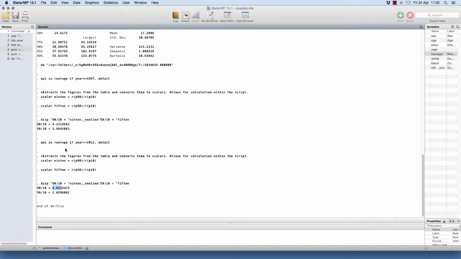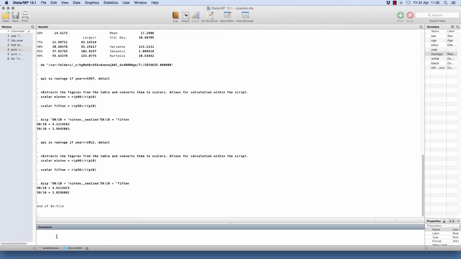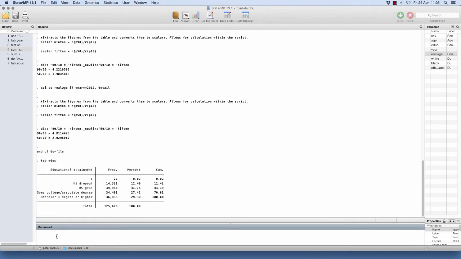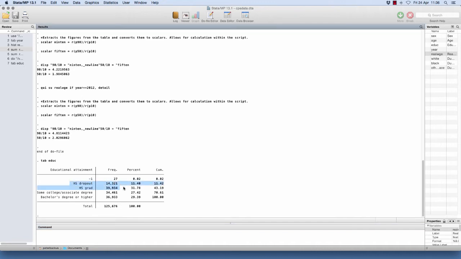The next thing we want to look at is calculate and report the fraction of workers with a university degree in 1997 and in 2012. So we can do this a couple of ways. First, we can tabulate, let's see what our education variable looks like. So tab educ. So we have this qualitative variable.